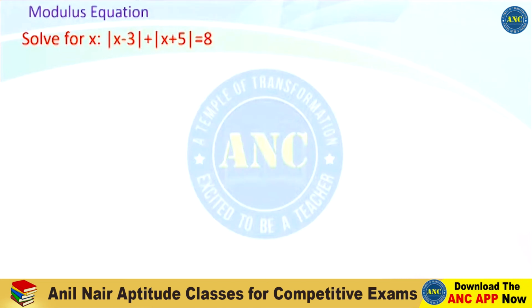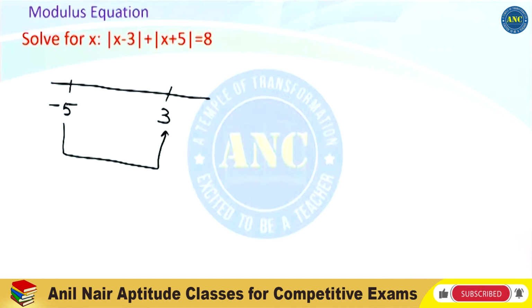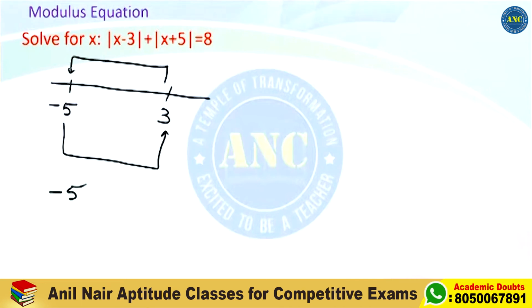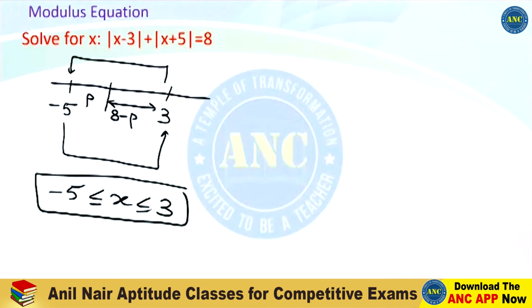Once you understand, these are all very easy questions. Solve for x. This is nothing but minus 5. This is nothing but 3. Minus 5 to 3 is nothing but 8. 3 to minus 5 is also nothing but 8. So all the values will satisfy. In between, if it travels p, the other will travel 8 minus p, because the gap between minus 5 and 3 is 8. Minus 5 less than or equivalent to x less than or equivalent to 3.